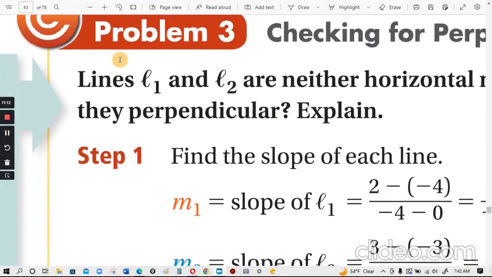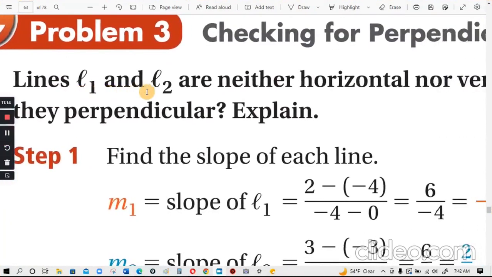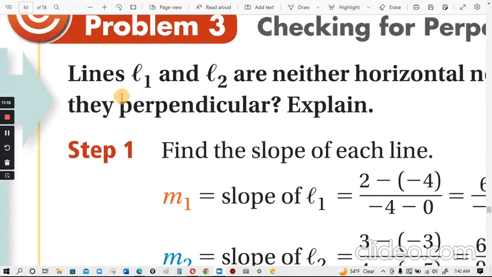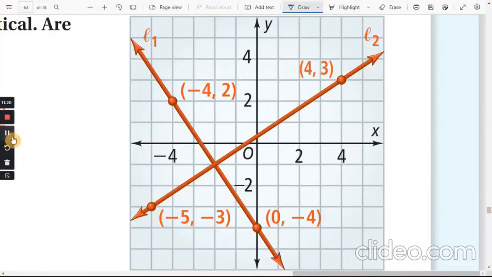Problem 3, lines L1 and L2 are neither horizontal nor vertical. Are they perpendicular? Let's take a look. All right, so here is line L1 and here is line L2. I want you to find the slopes of each line and then take the negative reciprocal of one of the slopes. So at least find the slopes of each line, please.